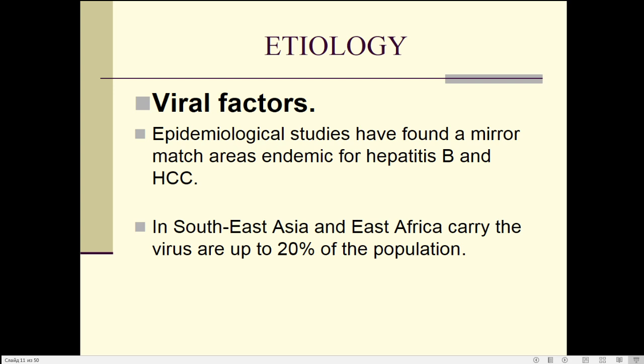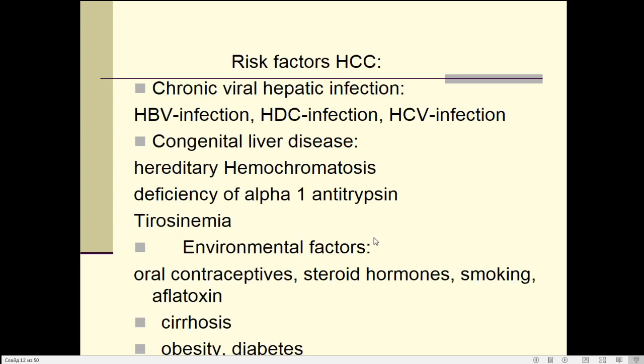Etiology. The first, viral factors. Epidemiological studies have found a mirror match between areas endemic for hepatitis B and hepatocellular carcinoma associated with hepatitis B. In Southeast Asia and East Africa, up to 20% of the population carry the virus. Chronic viral hepatic infection.